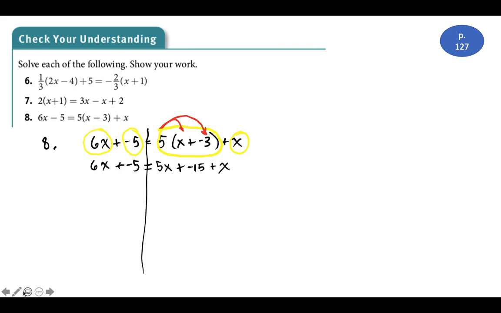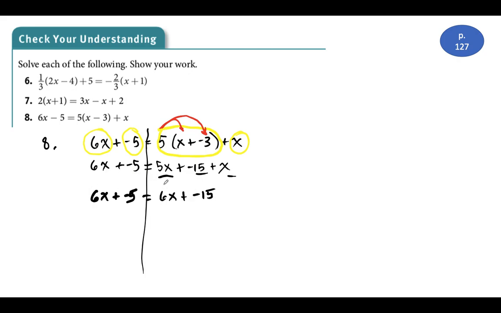Everybody still with me? Okay, so now I've got 3 terms on this side. 2 of the terms I can add together. 5x and x I can add together. So I get 6x plus negative 5 is equal to 6x plus negative 15. So now that I've simplified it, on this side I have 6 positive x's and 5 negative 1's. And on this side I have 6 positive x's and 15 negative 1's.